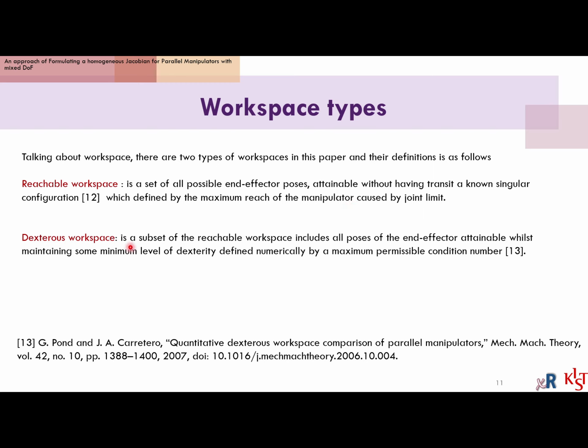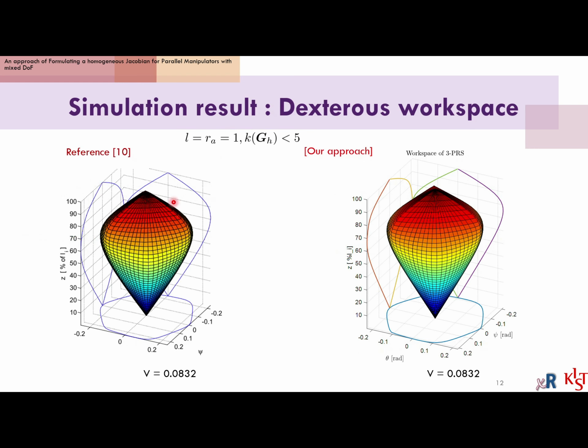While the dexterous workspace is a subset of the reachable workspace, it includes all poses of the end-effector attainable while maintaining some minimum level of dexterity, defined numerically by the maximum permissible condition number. For the 3PRS manipulator, giving the link length and radius of the moving plate as 1 and setting this condition number as a threshold, we obtain this workspace, which is the same as the result of reference 10.